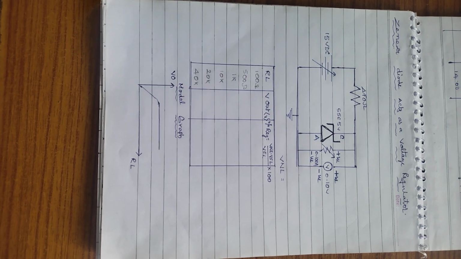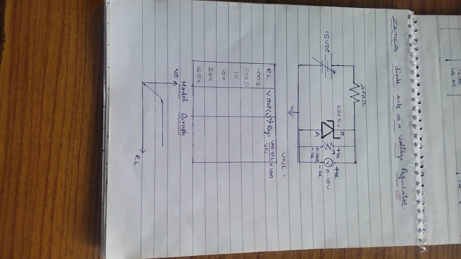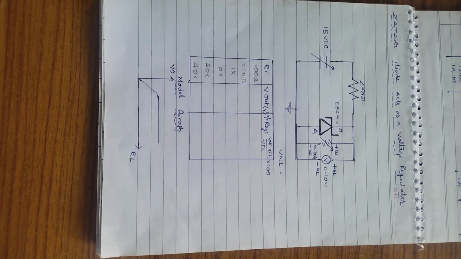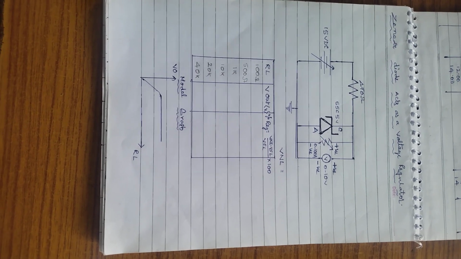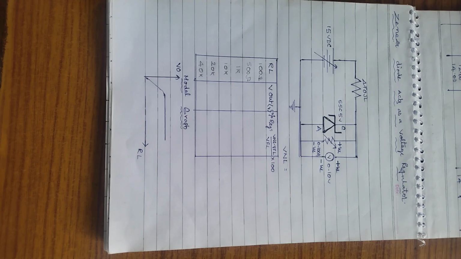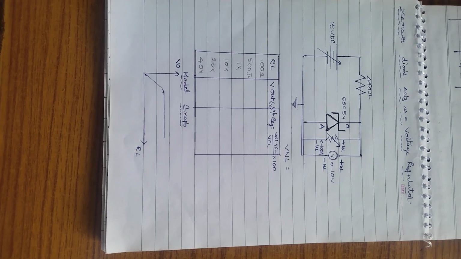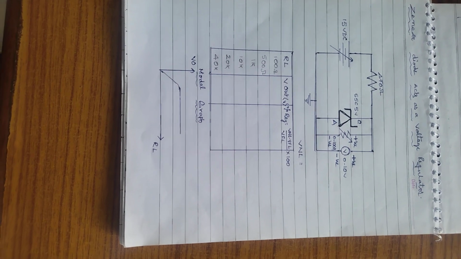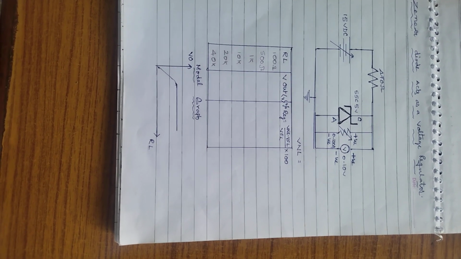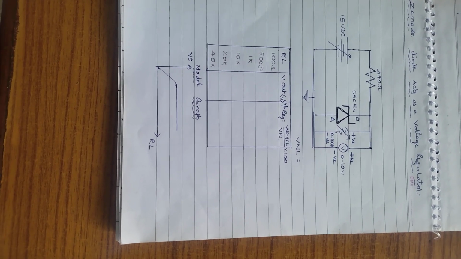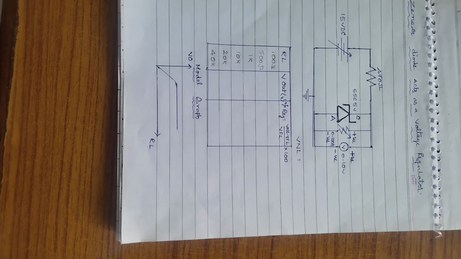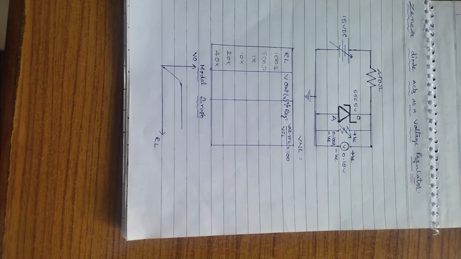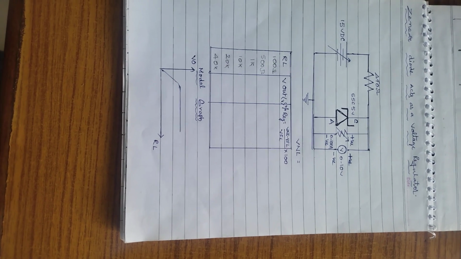Here, a Zener diode, one resistor, a variable load resistance, a fixed voltage source, and a meter to measure the value of voltage. These are the components required, and this is the table required to find the percentage of regulation, using the formula (VNL minus VFL) divided by VFL, into 100. VNL is the no load voltage, and VFL is the full load voltage.